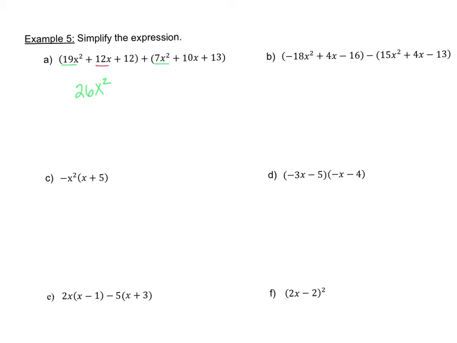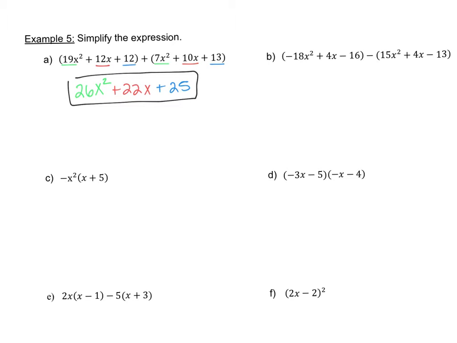And then the next thing I could add is the 12x and the 10x to get 22x. And the next thing I could add is the 12 and the 13, the constants. So 12 plus 13 gives me 25. And that would be my final answer because I can't combine x squared with an x to the 1st power with the constant. So there's nothing else I can combine here, so this would be my final answer.